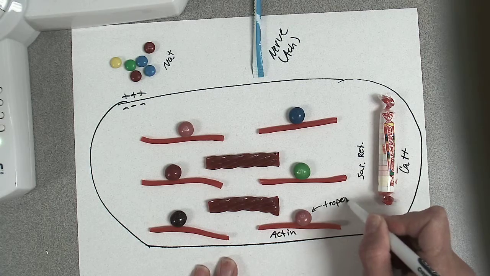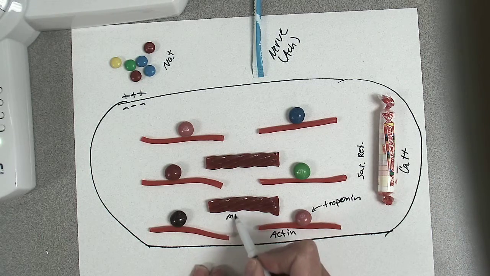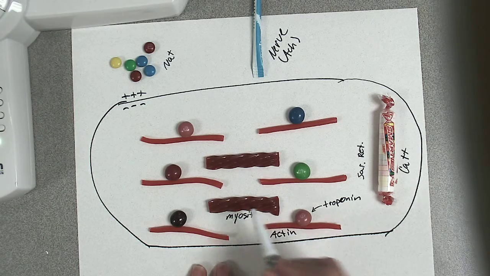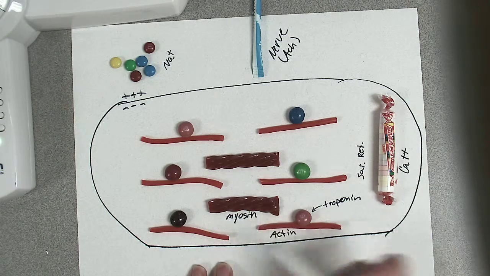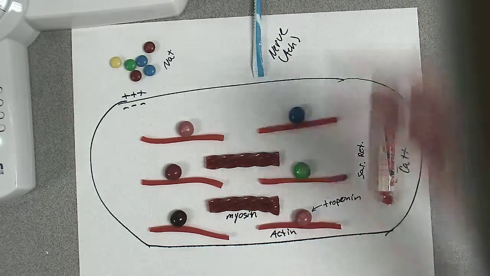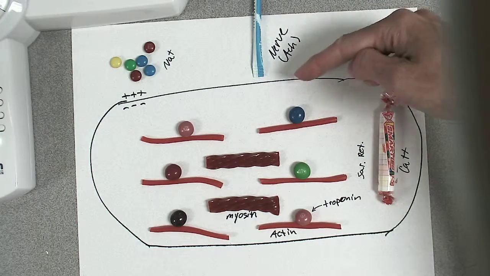So again, we've already identified the thin fibers as actin, and on the actin we find the protein called troponin. And then in the middle we have our myosin. So there's other components involved with the sliding filament theory, like tropomyosin and ADP and ATP, but these are the only parts that I'm going to talk about in my demonstration.